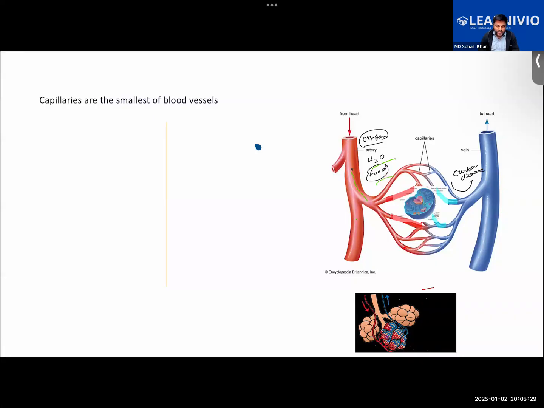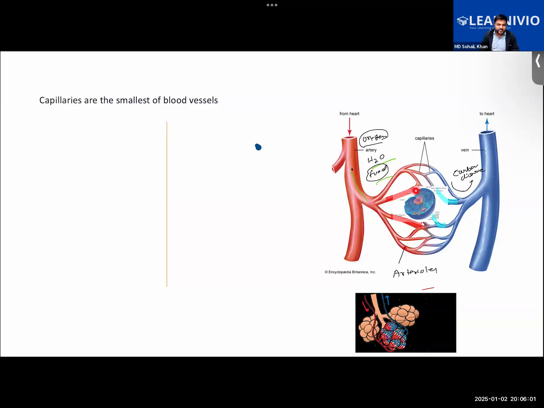No, no, no. So what basically happens, say for example, this is a cell over here. Now the cell will have some requirements like oxygen, food, and water. These are the necessary things that it needs. So the artery further breaks up into tiny arteries called arterioles, as we have learned, right? And these will be bringing water, oxygen, and food to the cell.